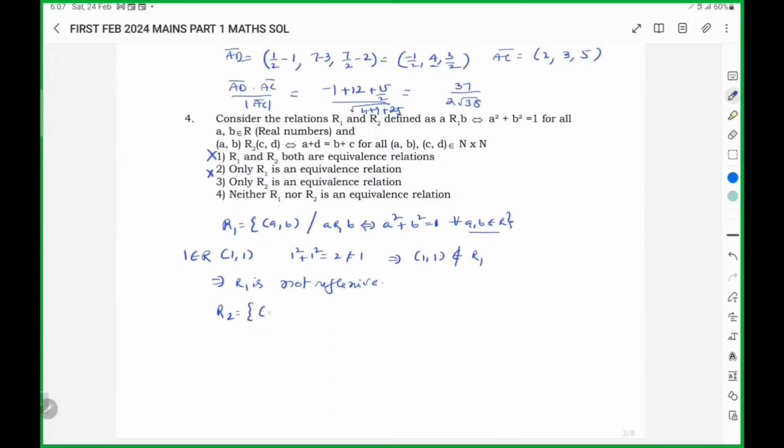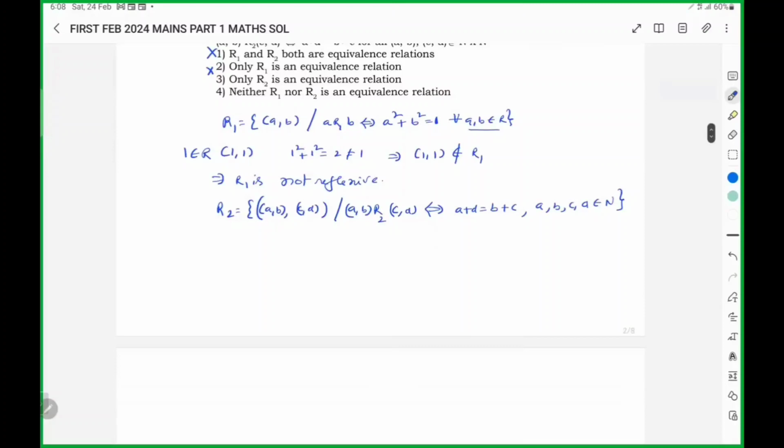R2, what is given, is the set of all ordered pairs. Here (A, B) is one element, (C, D) is another element, such that (A, B) is related to (C, D) if and only if A plus D equals B plus C, where A, B, C, D are natural numbers.